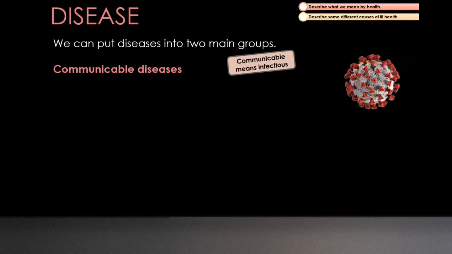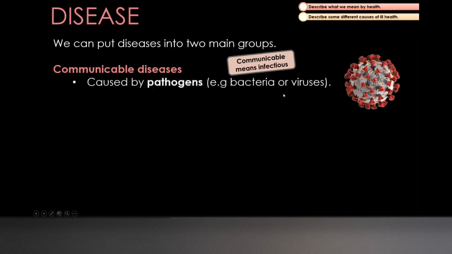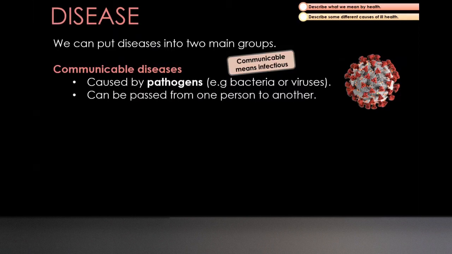So a communicable disease is a disease that can be communicated, a disease that can be passed on to someone else. They're caused by something called pathogens. Pathogens is a fancy word for things like bacteria and viruses. So, for instance, the disease COVID-19 that we've had so much in the news recently is caused by a virus. It's caused by a coronavirus, and the disease is called COVID-19. And the clue is in the name, communicable, meaning that it can be passed from one person to another.